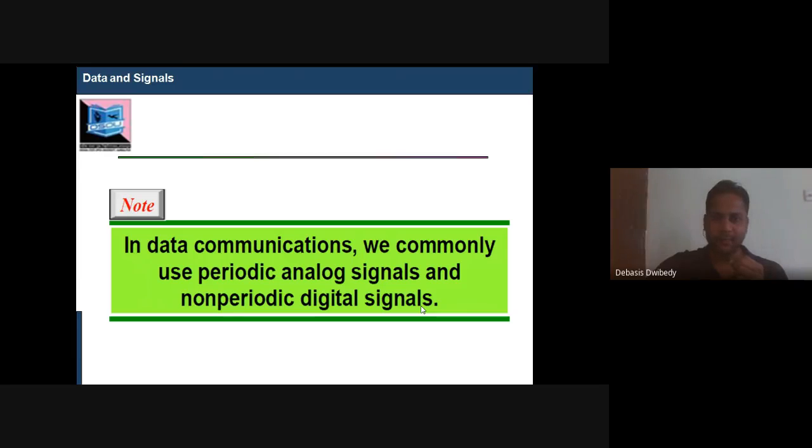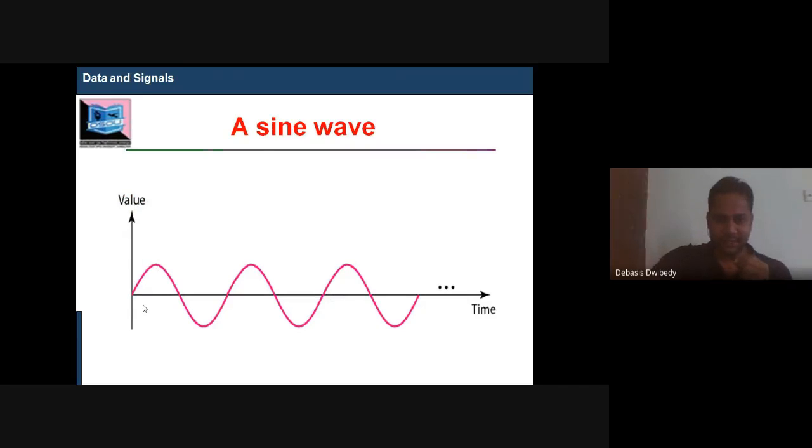In data communications, we commonly use periodic analog signals and non-periodic digital signals. So here we must understand what a periodic signal is and what we mean by non-periodic signals. Let us take a very simple and fundamental analog signal, that is a sine wave.